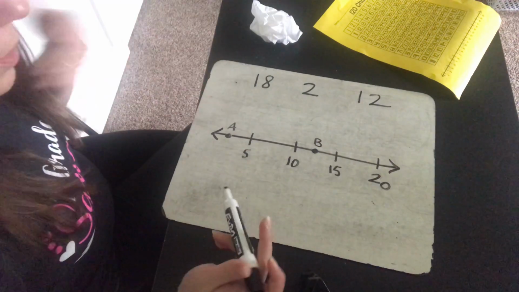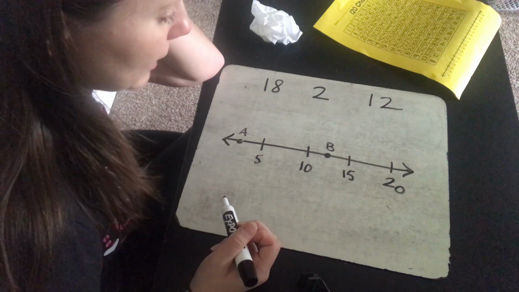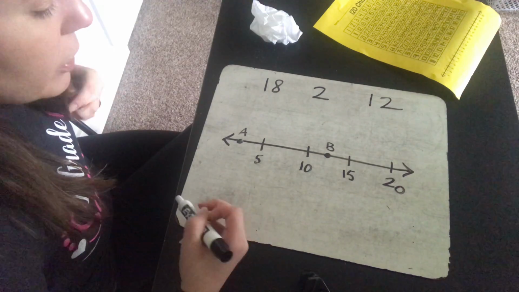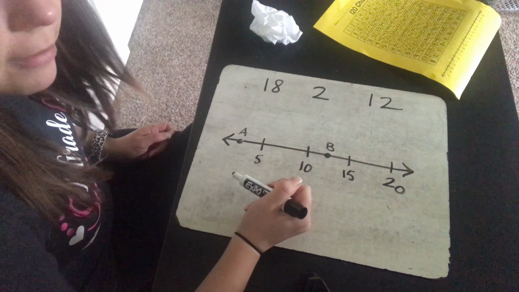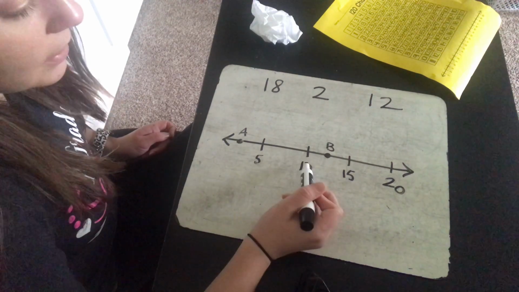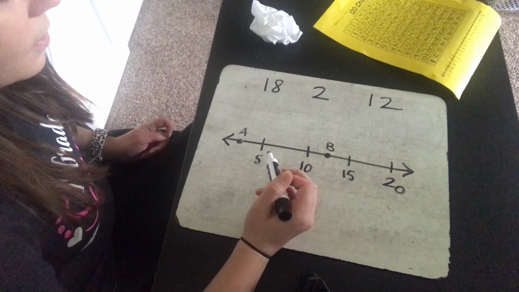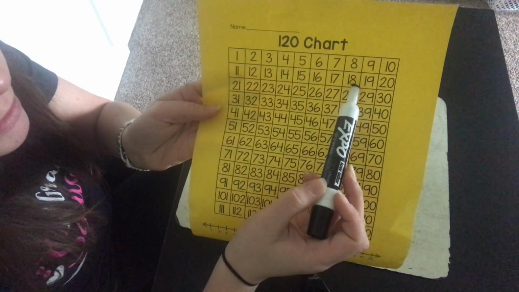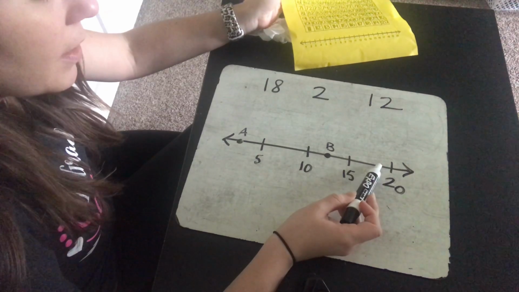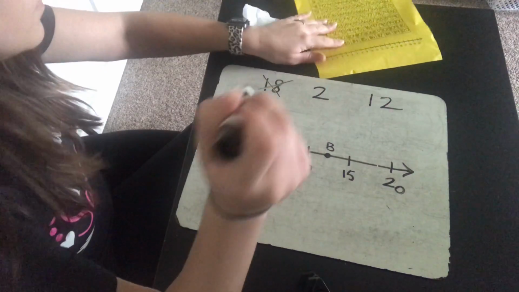Okay, so you should have started to think, where would 18, 2, and 12 be on my number line? Where would 18 be if we were talking about all the way to 20? Is 18 close to 5? Is 18 close to 10? Is it close to 15 or is it close to 20? Well, if I'm looking here at a hundreds chart, 18, can you find it? 18 is very close to 20. It would probably be right about here, and that wasn't a choice. So 18 should not be a number that you used.